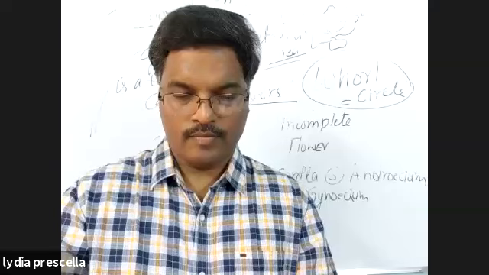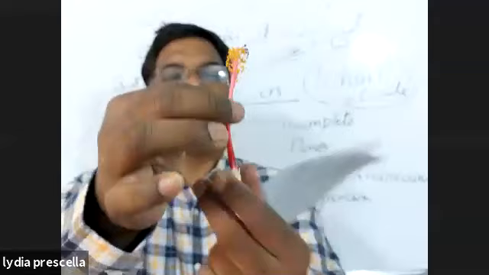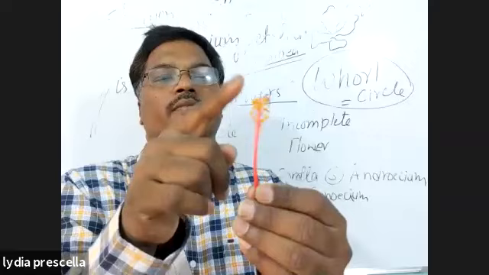This one is the gynoecium. You see, this one is the gynoecium, or you can call it carpel. And these things are the androecium on the top. This on the top, they're androecium.